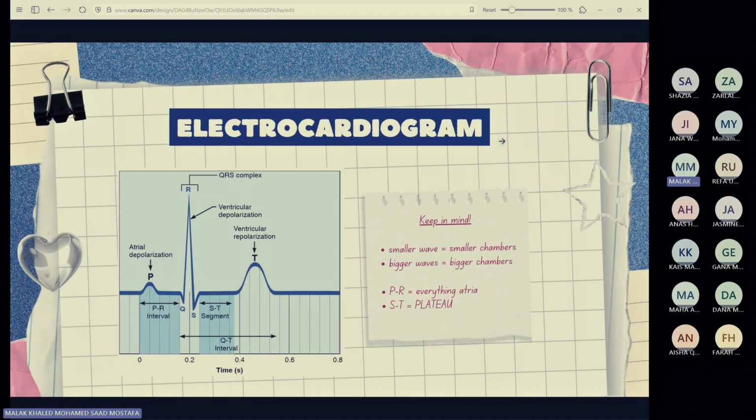So electrocardiogram, very simple. If you want a more simple way to remember it, anything on the left side, which you know when you see the anatomical representation of the heart, the left is on the right and the right is on the left.